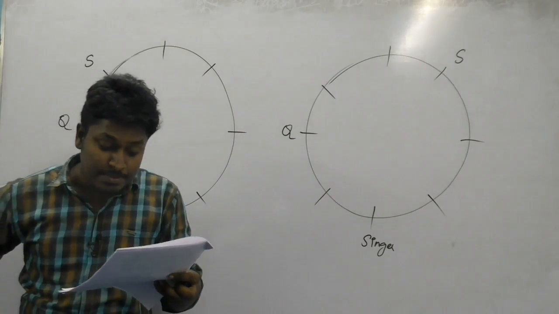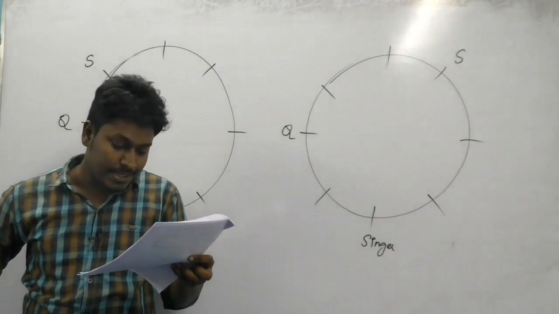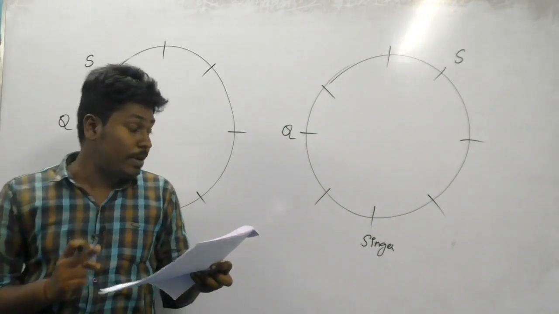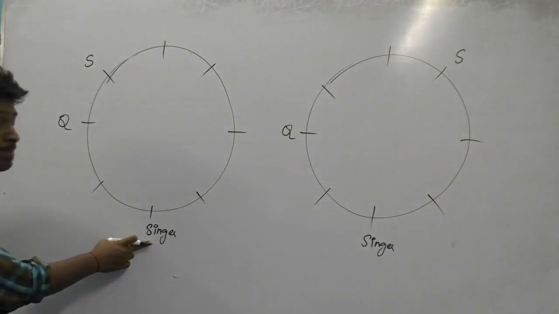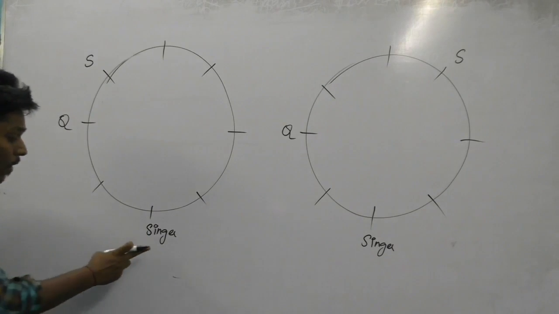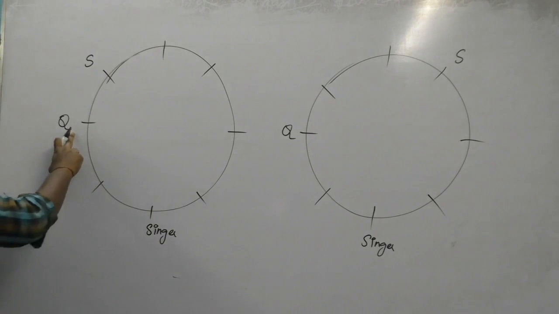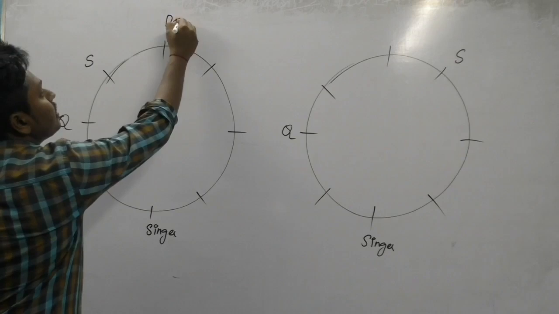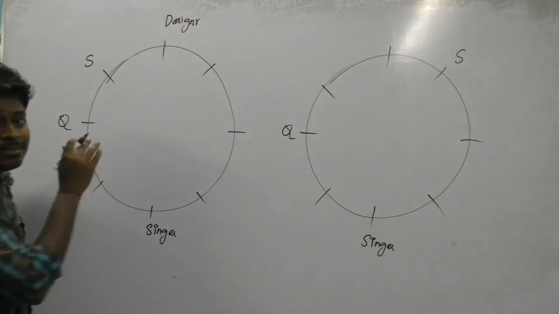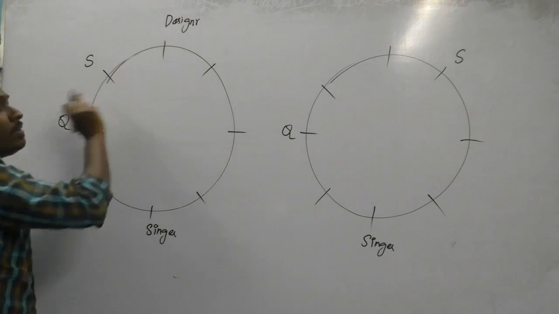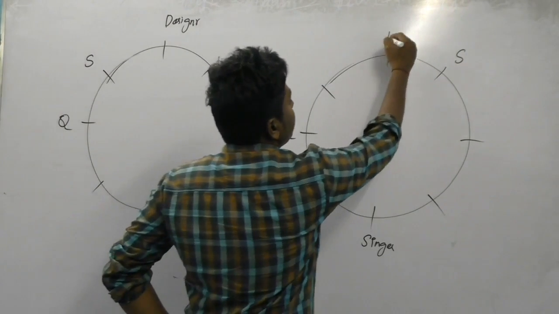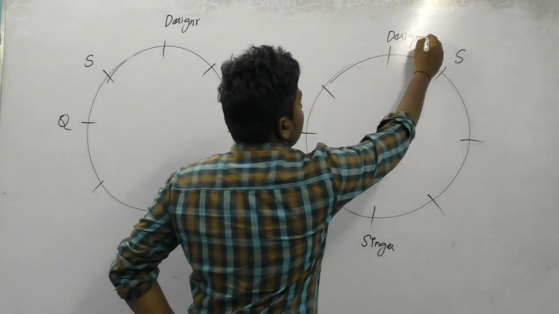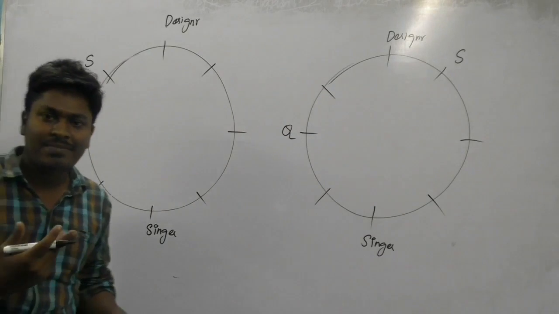Only 1 person sits between Q and a designer, right? They have said that between Q and designer there is 1 person. Already Q is here, so we can't put designer here because between Q and designer there should be 1 person. Already singer is here, so if Q is here, definitely designer should come here. Okay friends, then only between Q and designer there will be 1 person. Again, simultaneously we can draw here. Between Q and the designer, right? So designer. There is only 1 person. In both the conditions we have made.